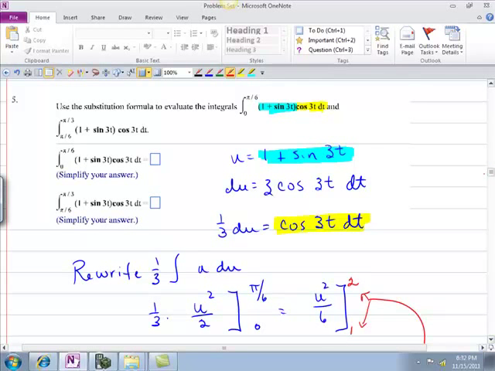Okay, this one, a little bit different. Let's look at this one, number 5. We have 1 plus sine 3t times cosine 3t. You want to try this one on the calculator and see what you get before we look at the answer? You would want to be in radian mode, and your lower limit is 0, upper limit is pi over 6, and then it's 1 plus sine 3x, parentheses, and then cosine 3x, and then the limits. Let's see what you get.